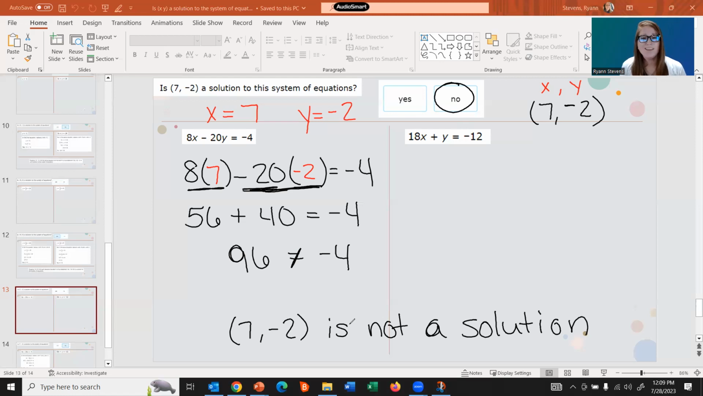You can keep going and you can try the other one to substitute in, but remember the rule with if we're trying to figure out if an ordered pair or a point is a solution to a system of equations, it has to be true for both of those equations. It cannot be true for just one. It has to be true for both of them.